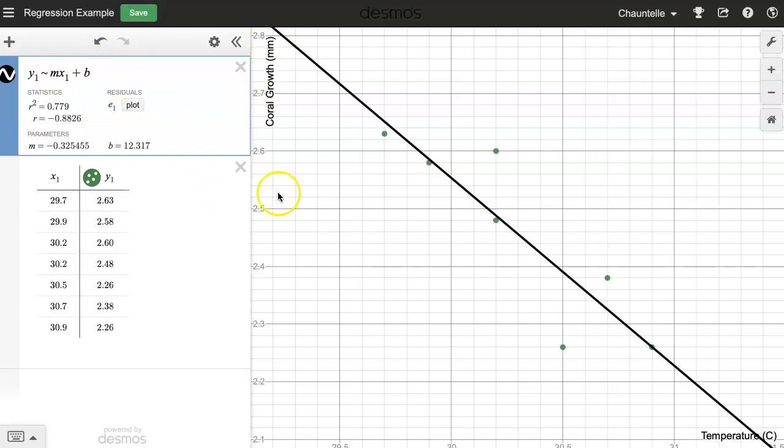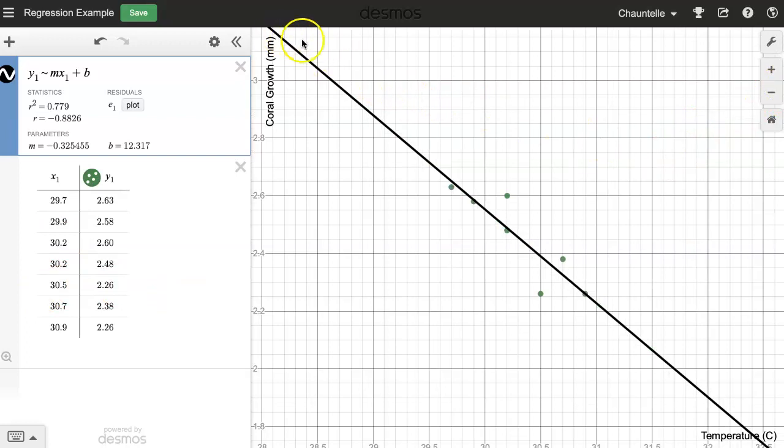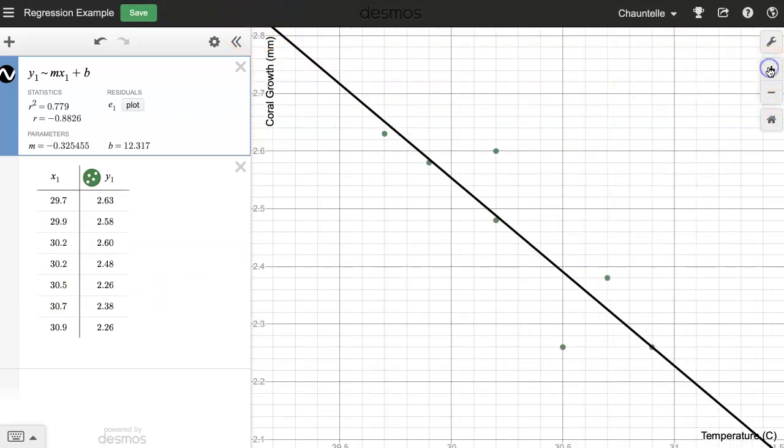Okay, so is it true? You can take a look at it and see if that seems to be the case. I'll zoom out just a little bit. It looks like it's going to be crossing the y-axis, and I'd have to zoom out quite a bit to get it there, but it's going to cross the y-axis at 12.31.